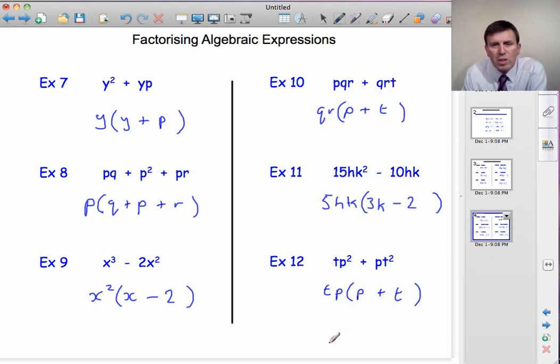Right, you've seen a good assortment of examples there on factorising. That concludes the lesson. Have a go at the exercise.